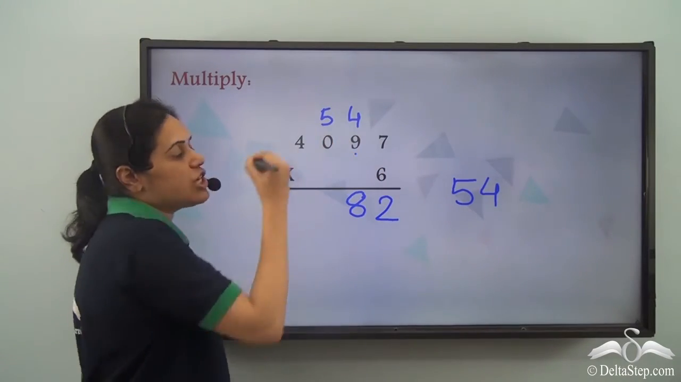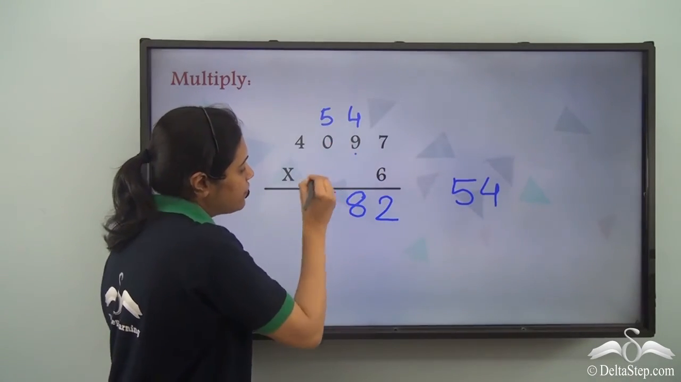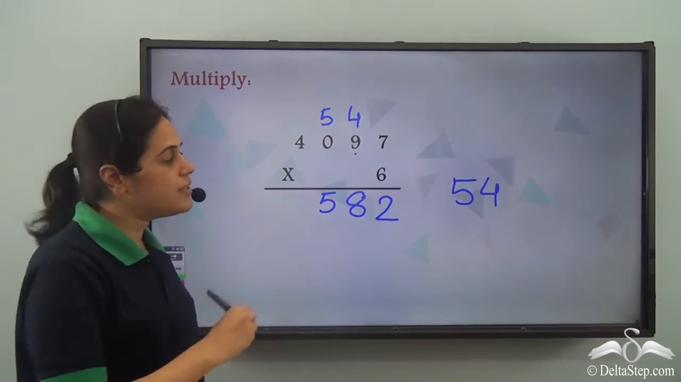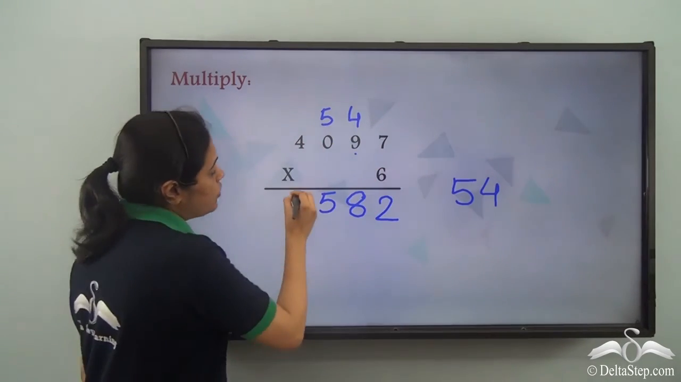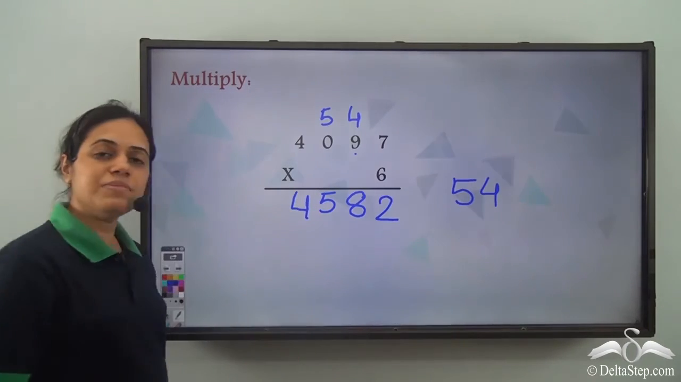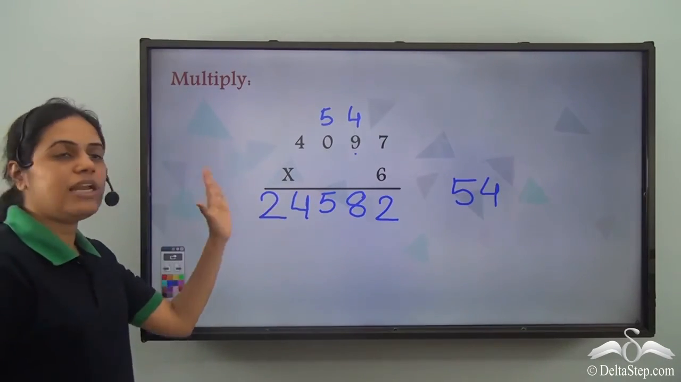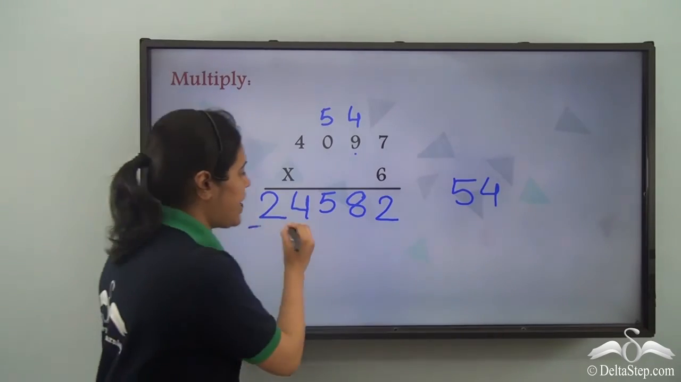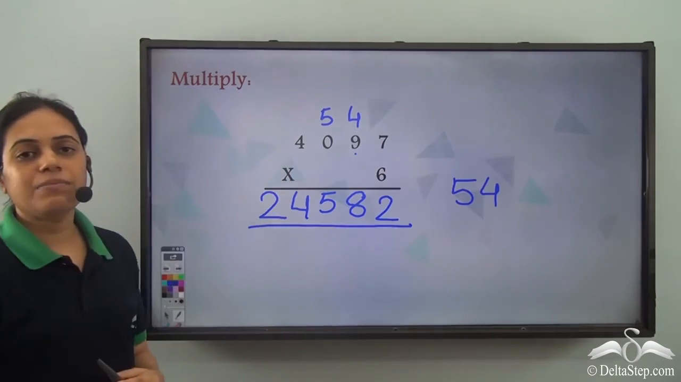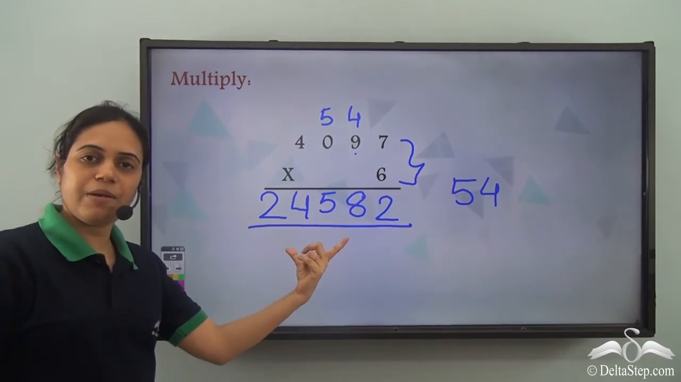Now 6 into 0 is 0 and 0 plus 5 is 5. I have nothing carried. 6 into 4 is 24. Now this 4 of 24 comes here and 2 comes to the left of 4. So 2 is in the 10,000s place. And this is how I can multiply these two numbers. So I get a 5-digit number.